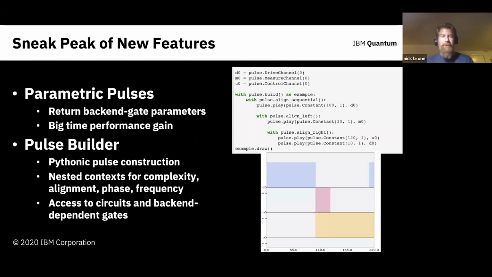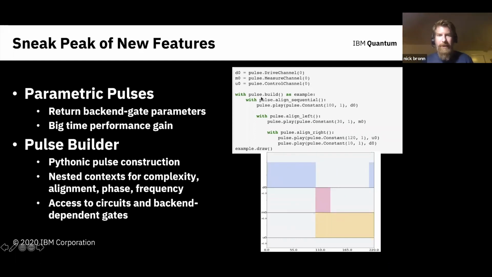And then we have something new called the Pulse Builder, which is a bit more friendly, a bit more Pythonic way of building pulses. So this is very interesting because it makes it easier to design a lot of complex pulses. You can have nested contexts for complexity. So it's easy to build different timing alignments, different phases on your pulses, and changing the frequency.